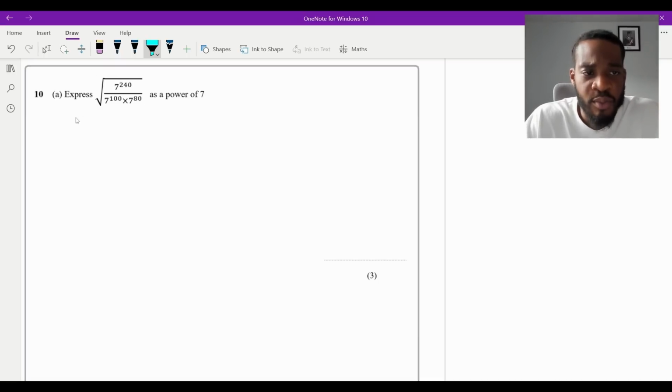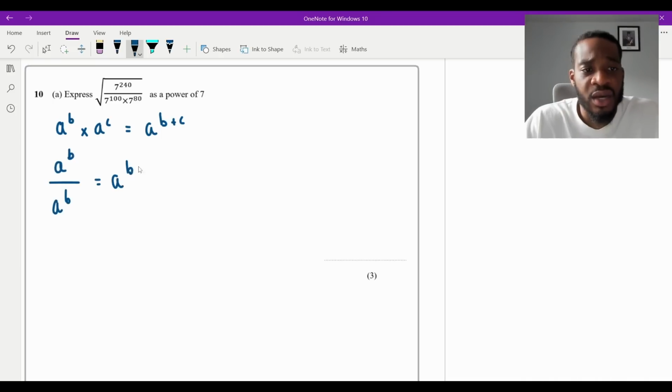Well, firstly, I've got a couple. I've got a to the b times by a to the c. This is equal to a to the b plus c, right? And then I've got this one. A to the b divided by a to the c is going to equal a to the b take away c, like that. So we're going to use those to just simplify the fraction.